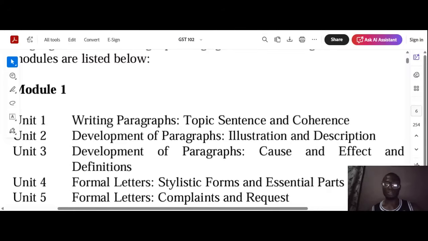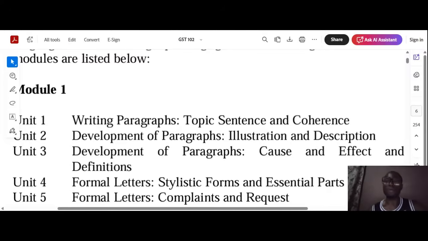This is GST102, like I mentioned earlier, a continuation of GST101, which is use of English and communication skills part one. Part two is now GST102, use of English and communication skills part two, which is focused on writing skills and, of course, public speaking. So writing and speaking is the focus of GST 102.